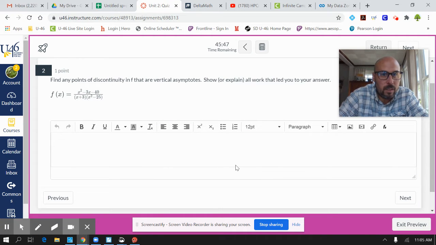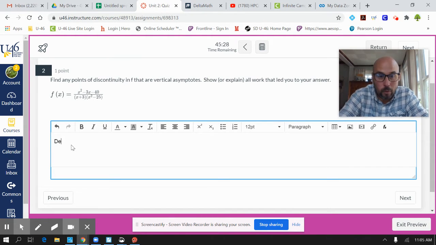Next. Similar question. Find the points of discontinuity that are vertical asymptotes. So a vertical asymptote occurs at a point of discontinuity, and a point of discontinuity is an x value that would result in division by 0. So you're only focusing on the denominator for points of discontinuity. That factors, well, x plus 3 is already factored. X squared minus 25 is the very famous difference of squares. So there are the factors of the denominator.